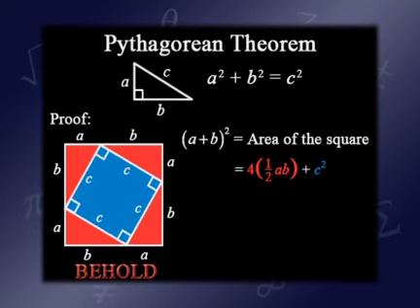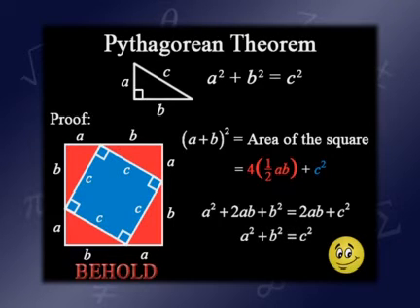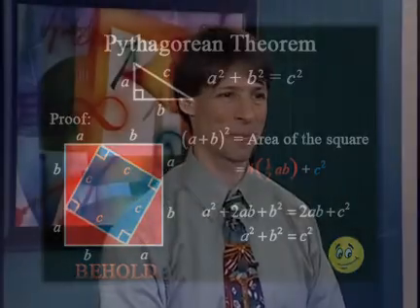What's the area of the square in the middle? C squared. So when we compare these two quantities, on the one hand, the area of the square is A plus B squared. On the other hand, the area of the square is 2AB plus C squared. So when we set those two quantities equal to each other, we see A squared plus 2AB plus B squared equals 2AB plus C squared. The 2AB's cancel, and we're left with A squared plus B squared equals C squared. Behold. I give that a smiley face also.